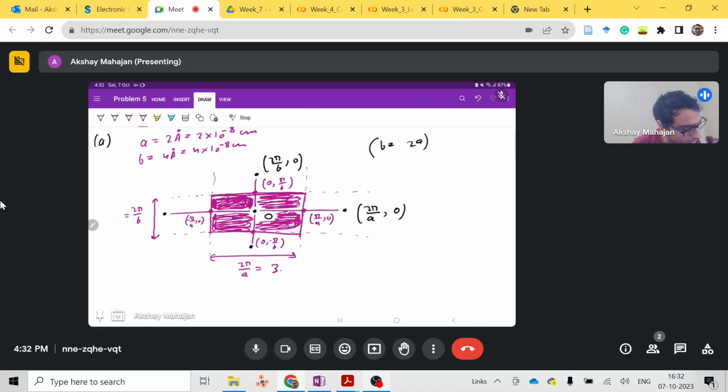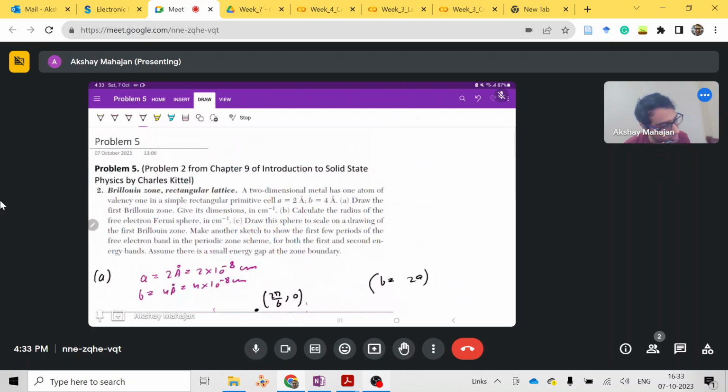So it comes at 3.14 into 10 to the power 8 centimeter inverse. Okay, so this is the dimension, or you can say the pi by a value, this point. If you are talking about the coordinates, this distance from gamma will be 1.57 into 10 to the power 8 centimeter inverse. But I guess it is asking us just to give its dimensions.